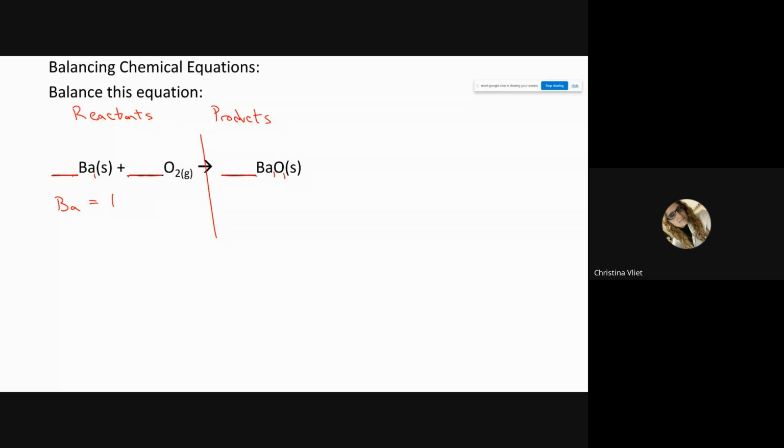All right. O2. How many oxygens do we have in O2 to begin with? Because there's an invisible 1, 1 times 2 is 2. So that's just me counting how many I have on each side of the reaction. I've only done the reactants. On the product side, how many bariums do I have? 1 times 1, which is 1.